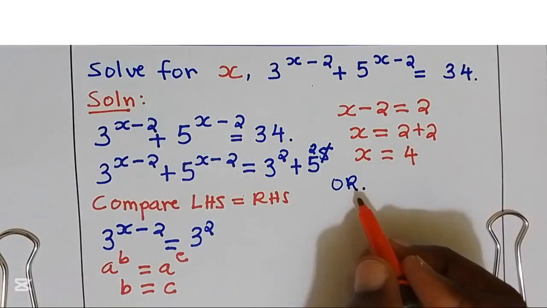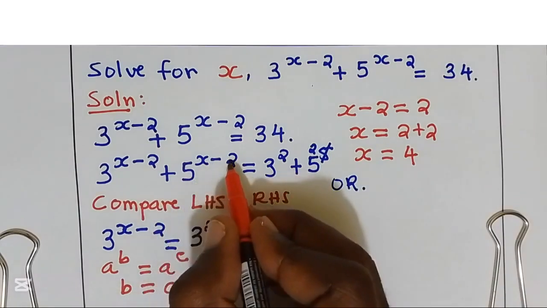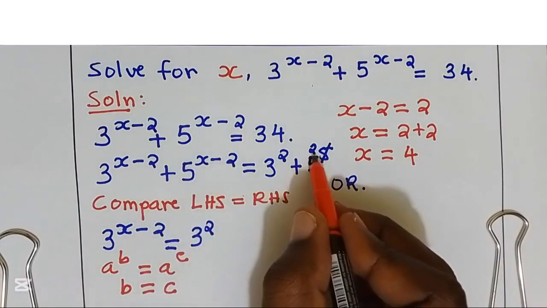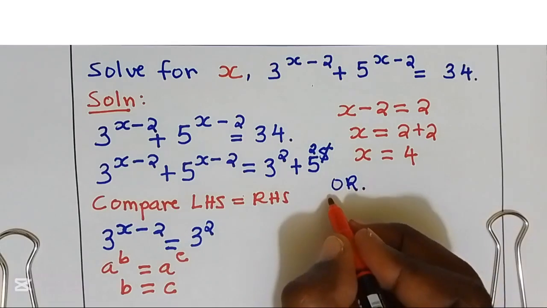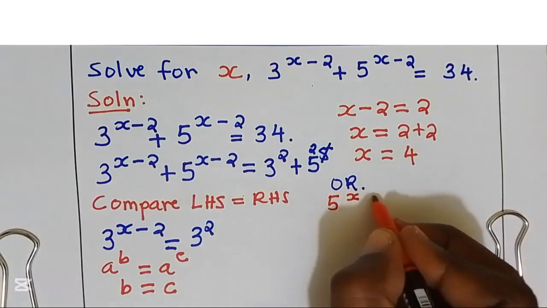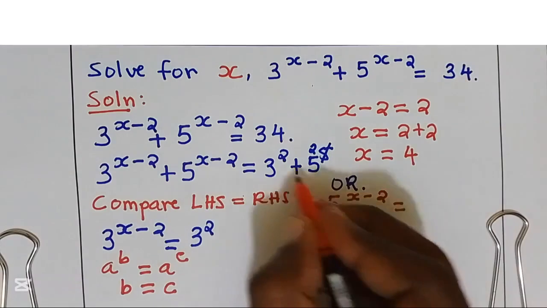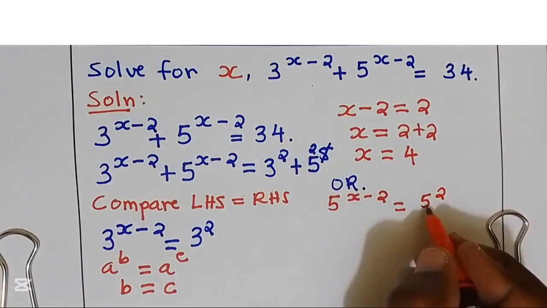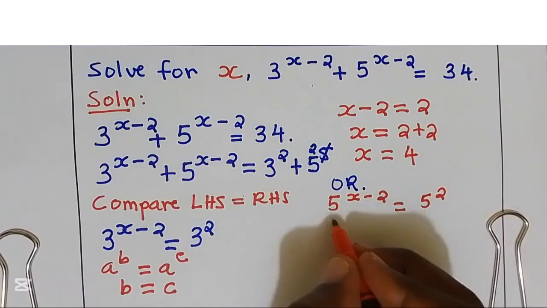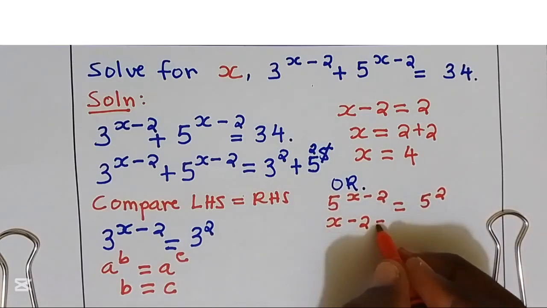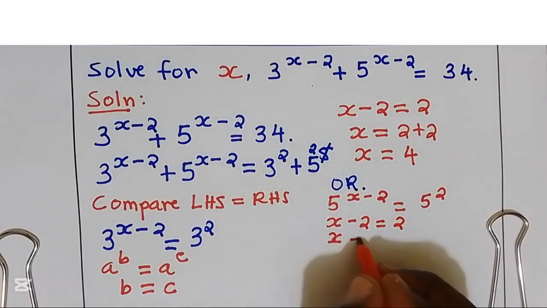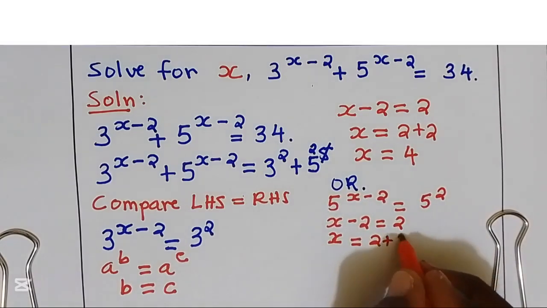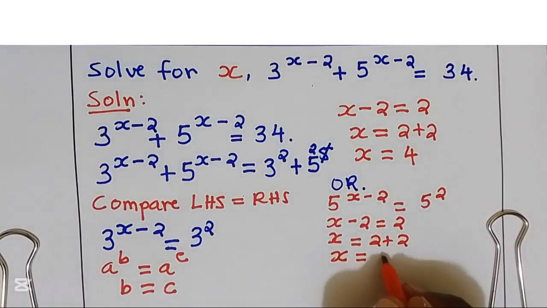Also, I can use 5^(x-2) and 5 squared to get the same result. That is 5^(x-2) is equal to 5 squared. If the bases are the same, the powers are the same. Now, x minus 2 is equal to 2. x is equal to 2 plus 2. We get x is equal to 4.